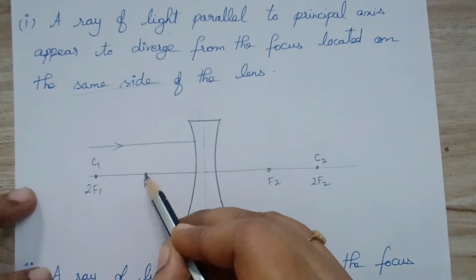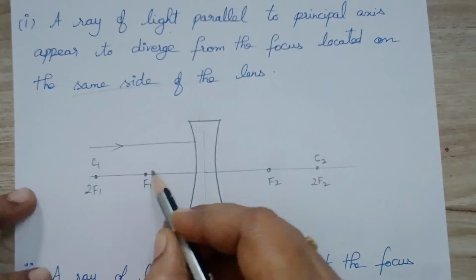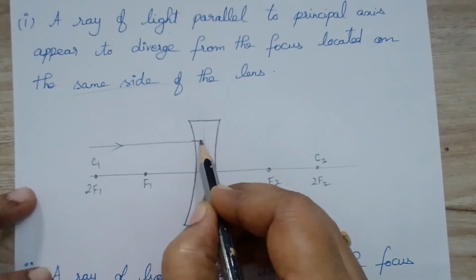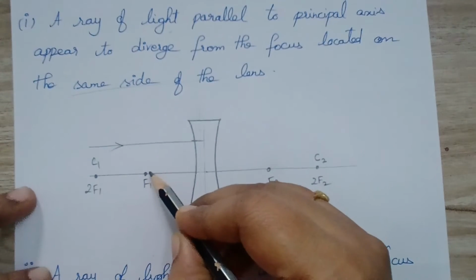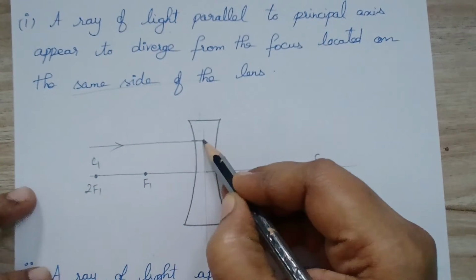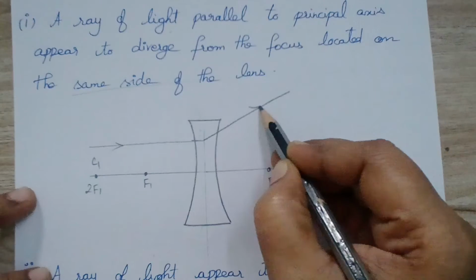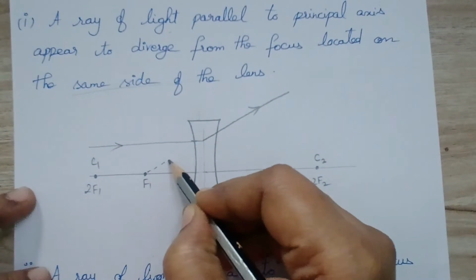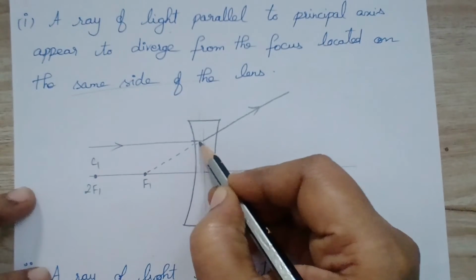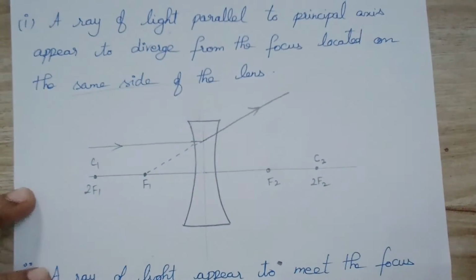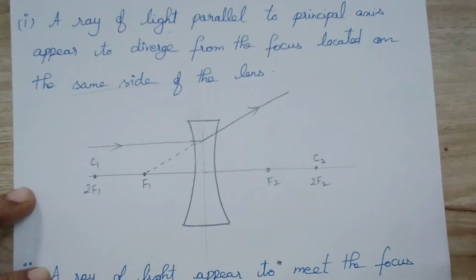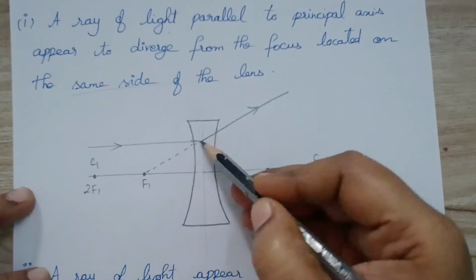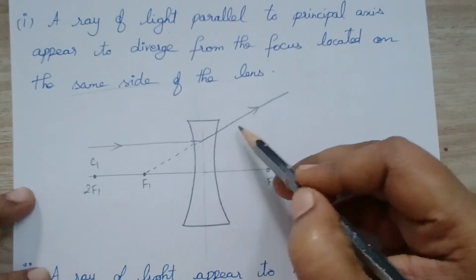So the same side focus point is F1. It appears to diverge from the focus. See, this is how it will diverge. Okay, it appears to diverge, so you have to mention this with a dotted line. It appears to diverge from the focus. Clear? So when it is parallel to the principal axis, it appears to diverge, because it is a diverging lens.